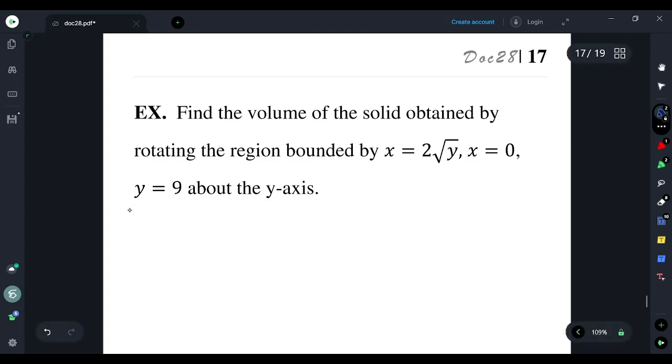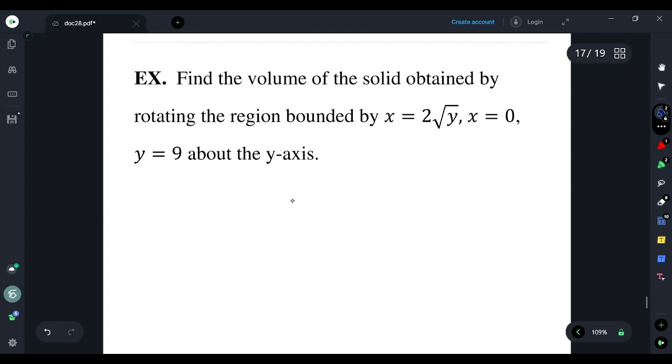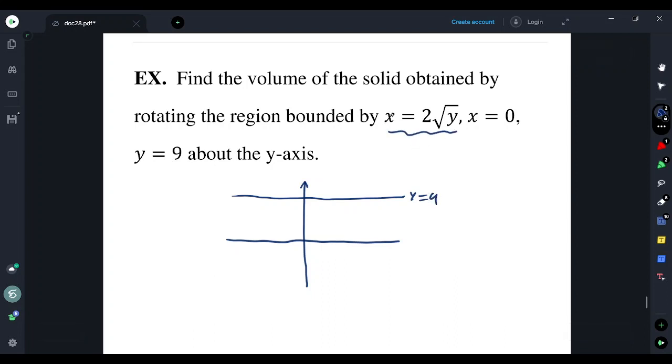So we're gonna sketch the region. x equal to 0 is the y-axis. y equal to 9 is a horizontal line. Let's say this is y equal to 9, and x equal to 2 square root of y is the same, by taking the square, as y equal to x squared over 4 with x bigger than or equal to 0. So that's gonna be about this. Yeah, so by description it means that we have this region.